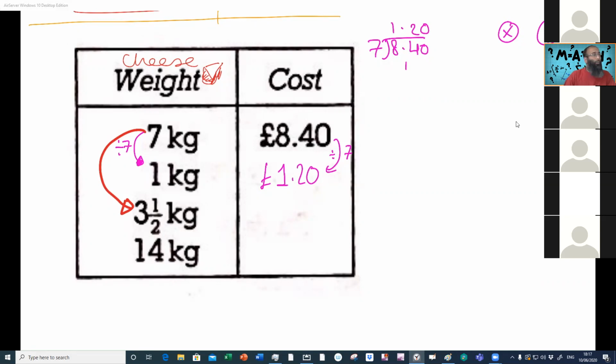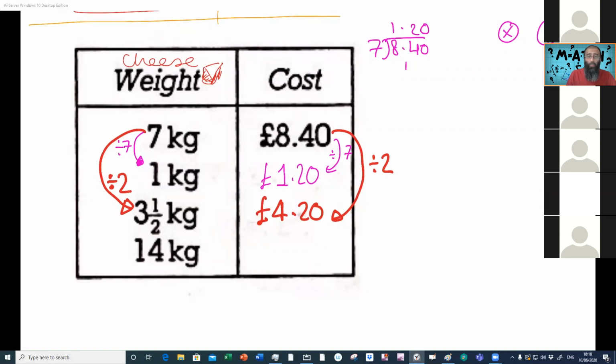Come on. You can do it. Do you divide? So you divide by what? 7 divided by 2. Half of 7 is 3.5. So then half of £8.40 is? So you have to know the connection, the relationship between 7 and 3.5.